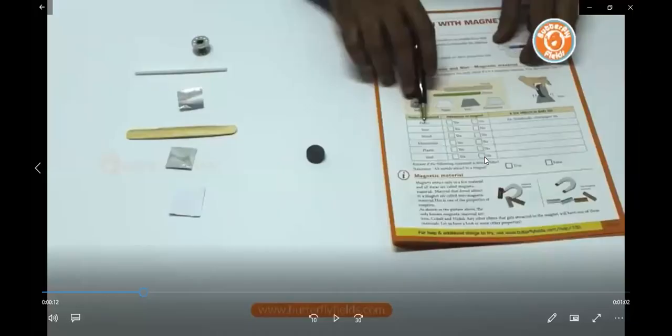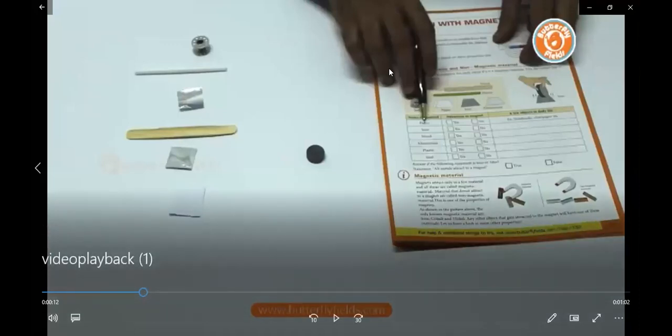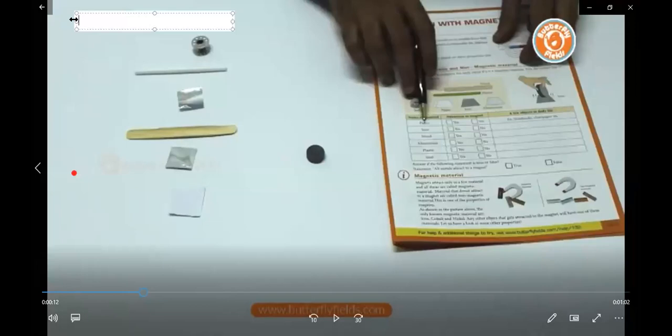Things that are attracted to magnets are called magnetic objects. Magnetic objects are attracted to magnets. Don't write on the screen, you will start losing points. Non-magnetic objects are not attracted to magnets.